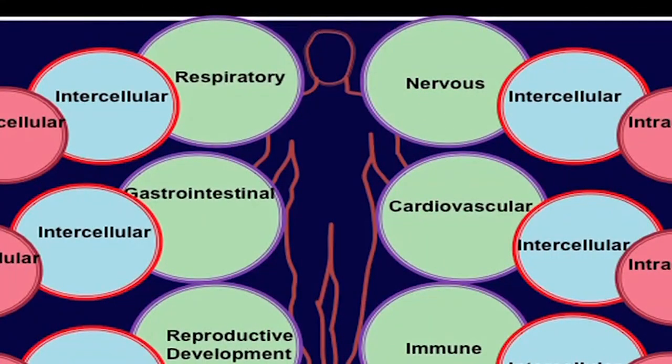Now, systems biology study can be done at different levels. For example, to study the complex physiology of human, one could look at individual systems such as respiratory, nervous system, or other physiological systems. Studies can be done at the intracellular or intercellular level, and finally, at the molecular level involving genomics, transcriptomics, and proteomics.